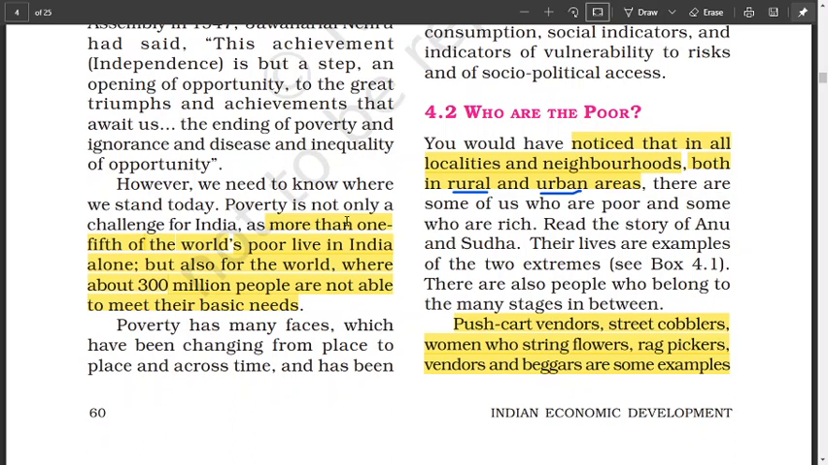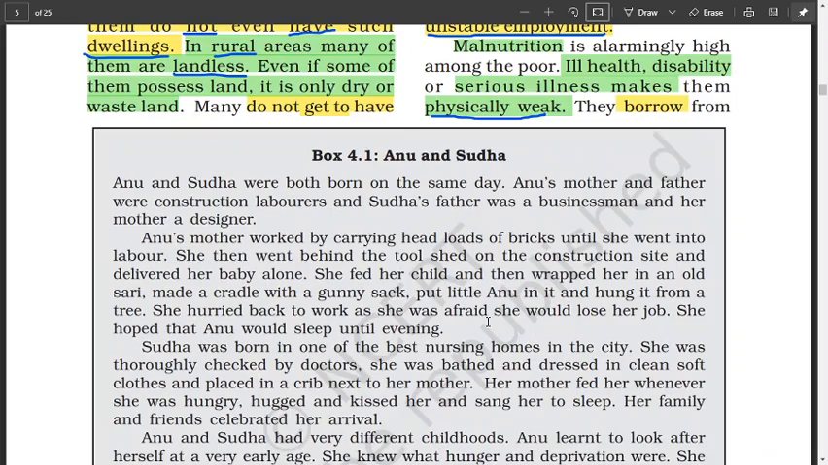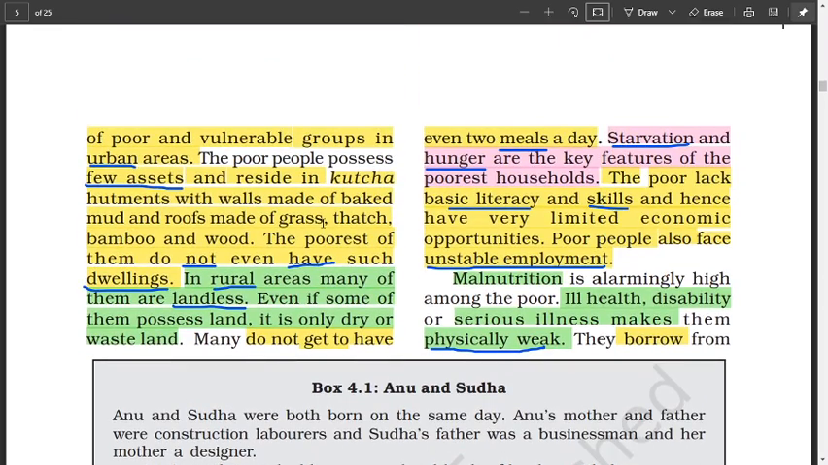meal a day. So who are poor? How can we identify poor people? This is common because we are living in a poor country. We can see, we experience, it, but we can find out the concept of poor by looking at our areas, areas in our state, areas in our country. They are both rural and urban, is it not? So in urban areas, you can find those like pushcart vendors, street cobblers, women who string flowers, rag pickers, vendors, beggars. Those are examples that you can find in urban areas, is it not?